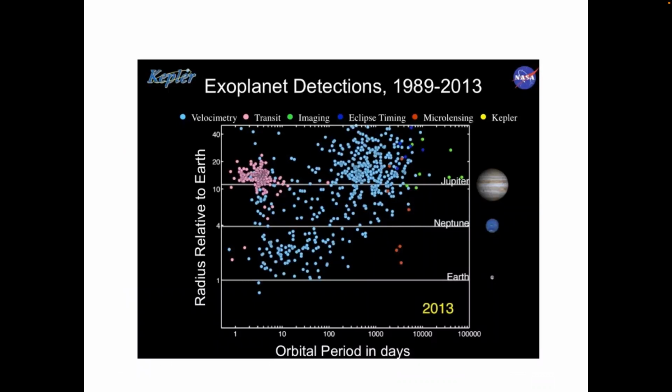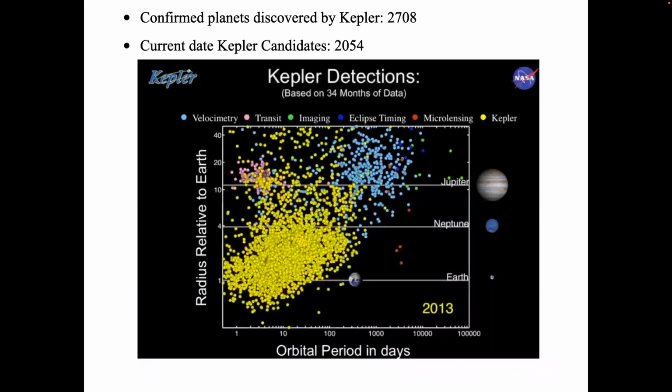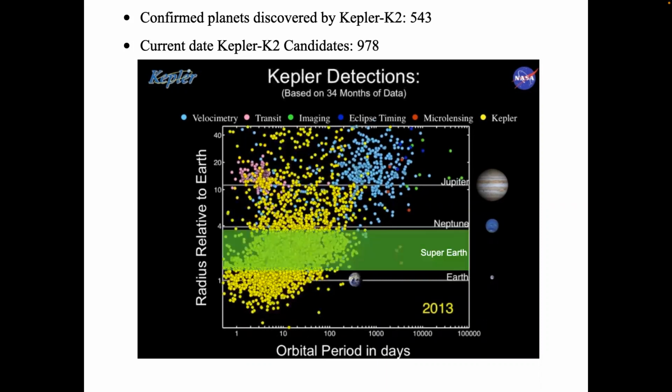This is a diagram where you see the radius of the planet relative to the radius of the Earth as a function of the orbital period. And this was the situation after Kepler. With Kepler, we discovered more than 2,700 planets, and there are still another 2,000 candidates that we didn't confirm. And also in the second mission, K2, we detected more than 500 planets, and there are still another 1,000 candidates. And we also detected a lot of super-Earths.